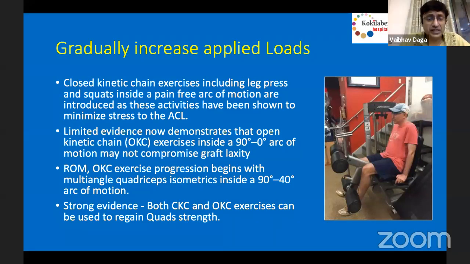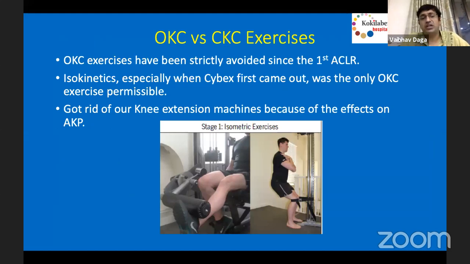Open kinematic chain exercise progression begins with multi-angle quadriceps isometrics inside a 90 to 40 degree arc of motion. There is strong evidence that both closed chain and open chain exercises can be used to regain quad strength. It is not only about the closed chain these days. So just a word about open chain versus closed chain kinematic exercises.